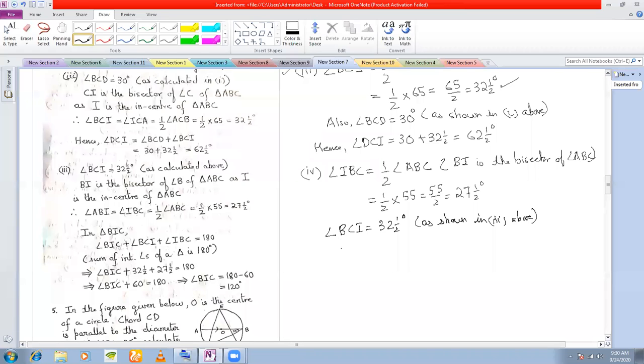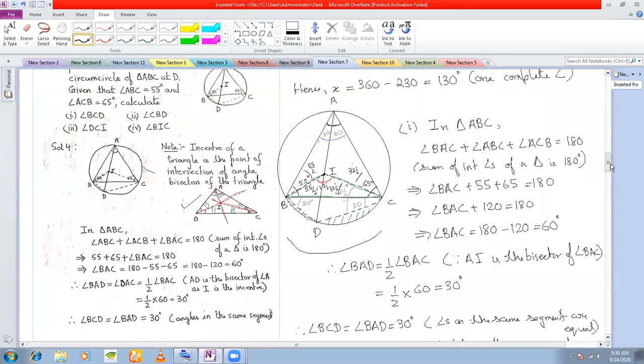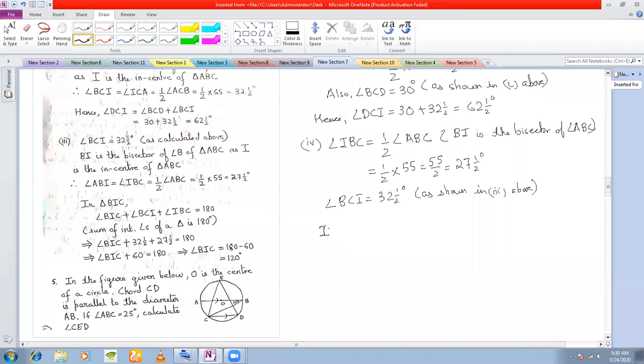So two angles of the triangle are known. So we'll find out the third angle, the red angle that is there. This is angle BIC. So in triangle BIC, the unknown angle, angle BIC, which we have to find, plus this angle, angle IBC, plus this angle, angle BCI. All these are interior angles of the triangle. So the sum must be 180 degrees. The sum of interior angles of a triangle is 180 degrees.